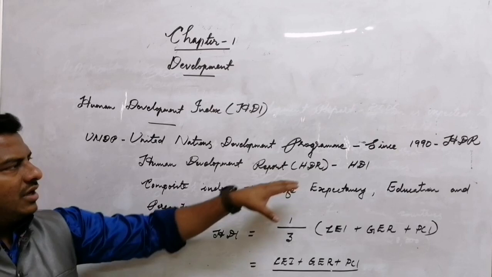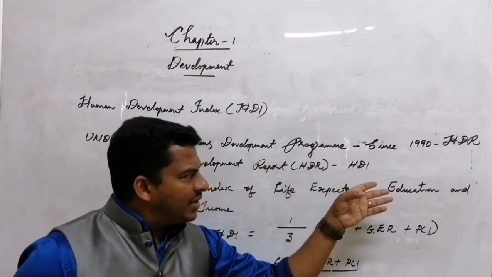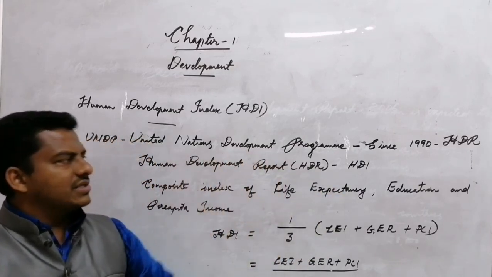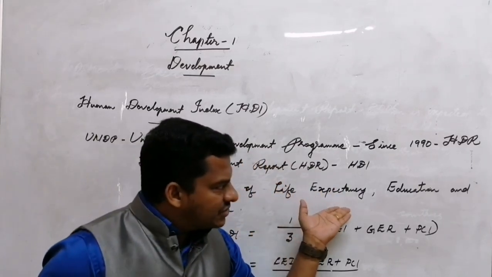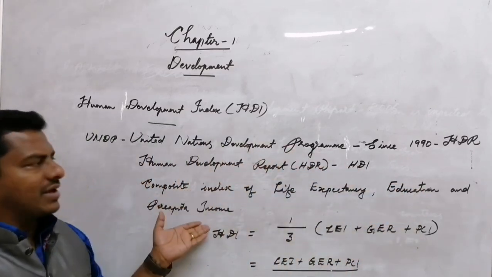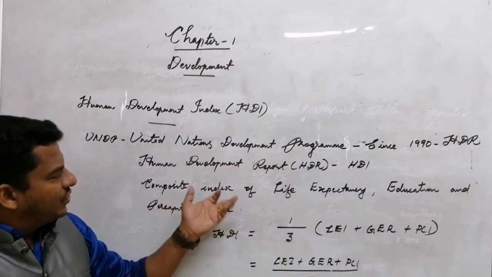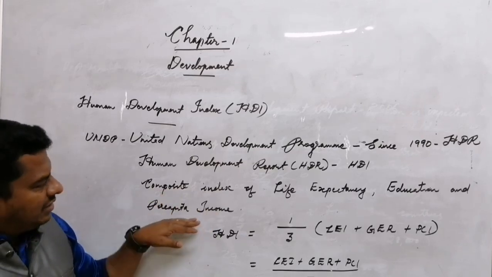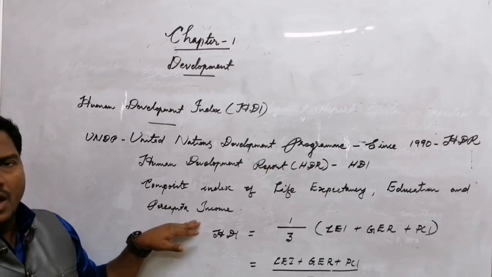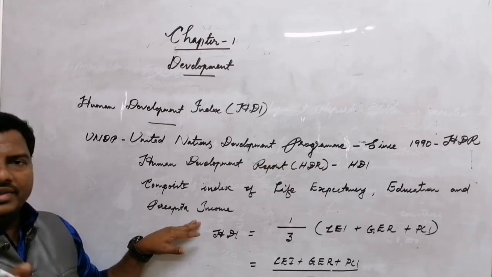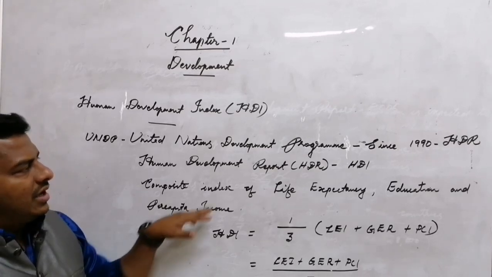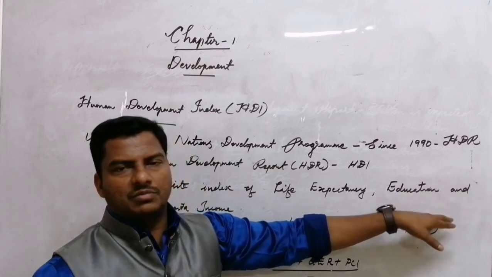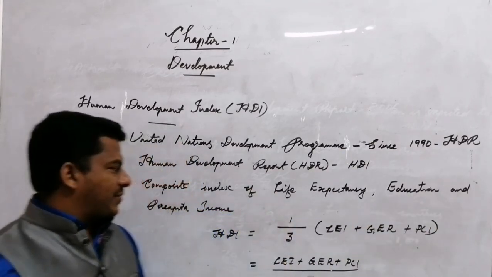Composite index means an index of development that includes more than two criteria. Here they are using three criteria of development: life expectancy, education, and per capita income. See, the World Bank used only per capita income as an indicator of development. But money alone can't buy all the necessities of life. That's why HDI includes life expectancy and education for determining the development of a country.